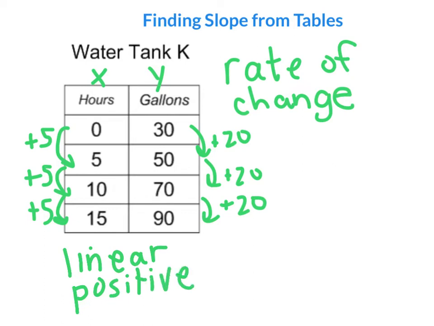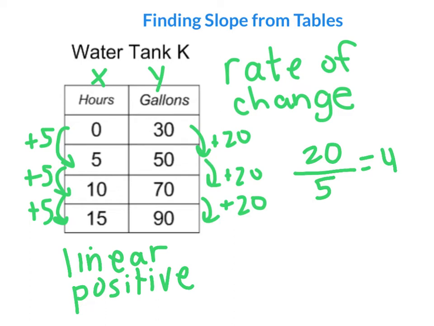So now I said we would look at what that slope would be. So we're going to look at the change in y. So the change in y is 20 over the change in x, which is 5. And 20 divided by 5 is going to be equal to 4. So there are going to be 4 gallons for every 1 hour.